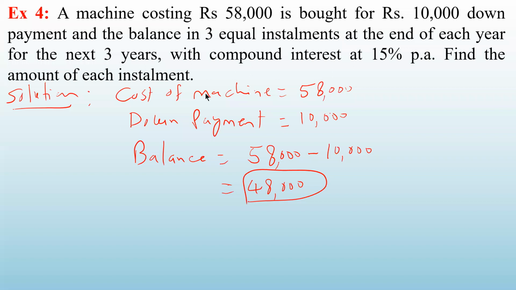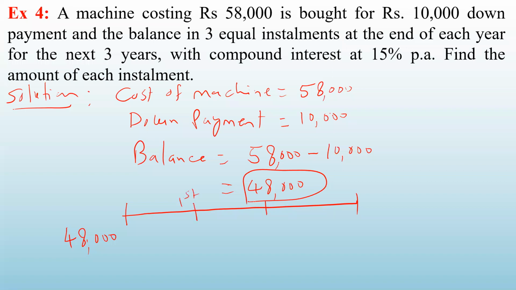Okay. Now this balance is paid in 3 equal installments. He is not paying the balance now. He is paying this amount in the installment at the end of each year for the next 3 years. Means what is he doing? See, today he has gone to purchase the machine. 10,000 he paid the down payment. Remaining amount balance kitna hai? 48,000. So this 48,000, how is he paying? He is paying by 3 equal installments.